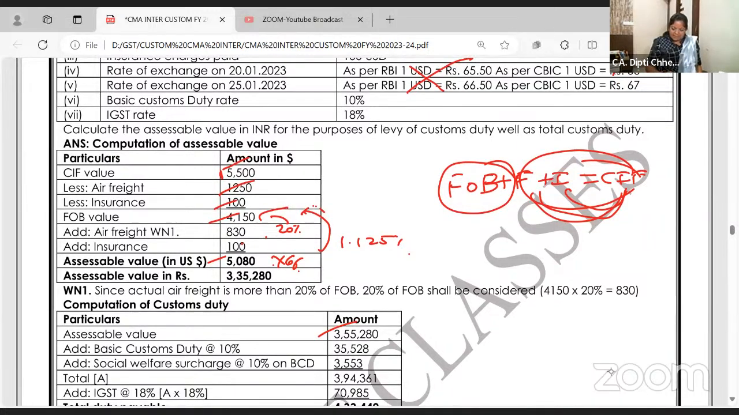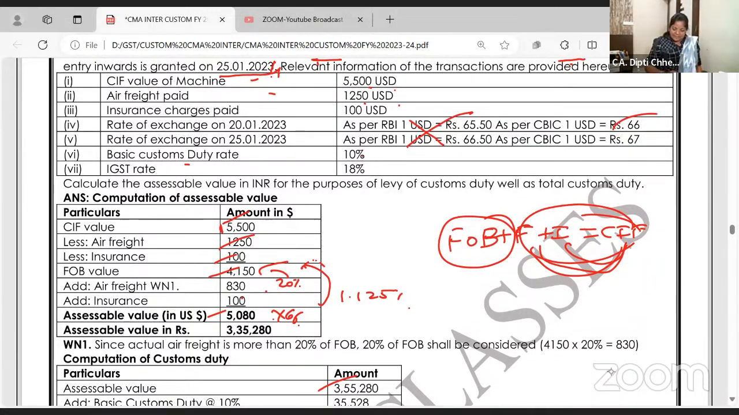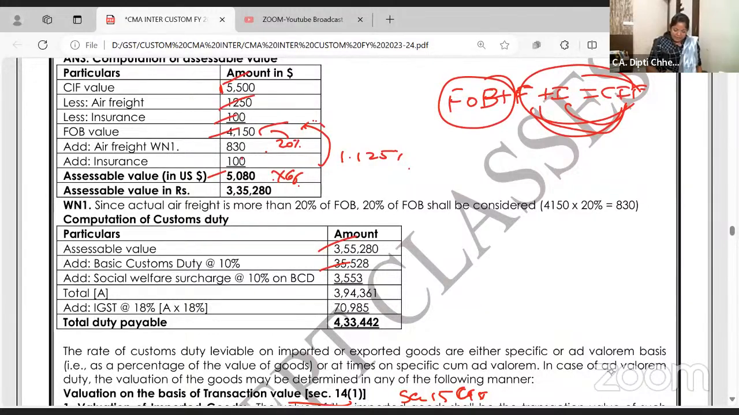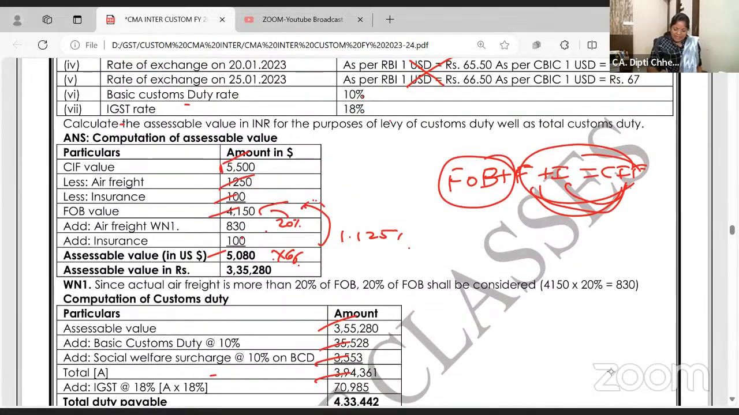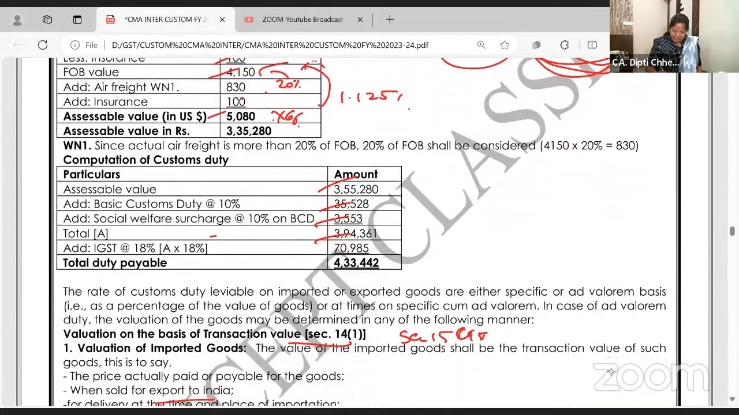Now you got the assessable value. Now what is the rate of the basic duty? 10%. Nothing, even social welfare we have to take. Now what value you are getting? You have to charge IGST also at the rate of 18%. You get the total value. Oh, this is wrong. This is total value. For duty, you have to make one more column here.